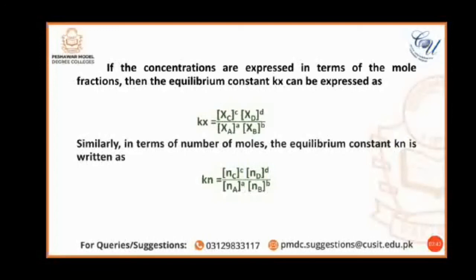Now we can also express the concentration in terms of mole fraction. Then the equilibrium constant is represented as Kx and the term P is replaced by X. Rest of the equation will be the same. And in a similar way, we can also express the concentration in terms of number of moles. So in this case, the X is replaced with small n. The rest of the equation will be the same. You can see the representation in this equation.